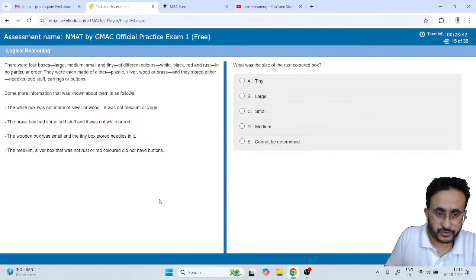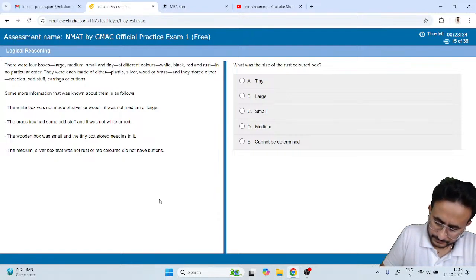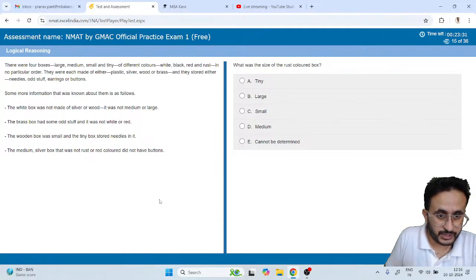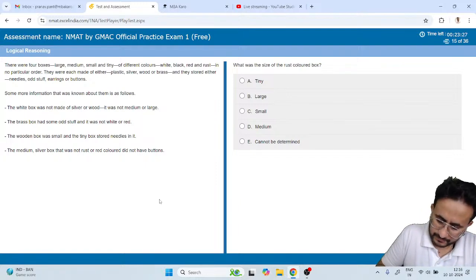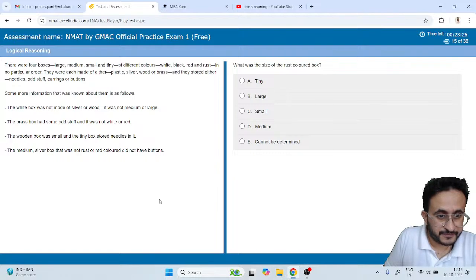So white box was not made of silver, not medium or large. Brass box had some odd stuff, white or red. Wooden box was small. Wooden is small, and the tiny box stored needles in it. So in this you have needles. Then we have the medium silver box. So medium box is of silver.